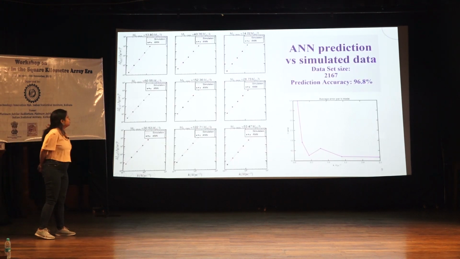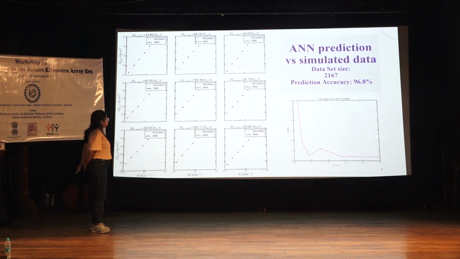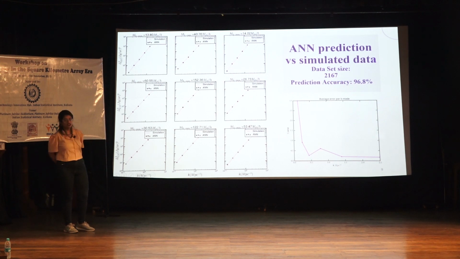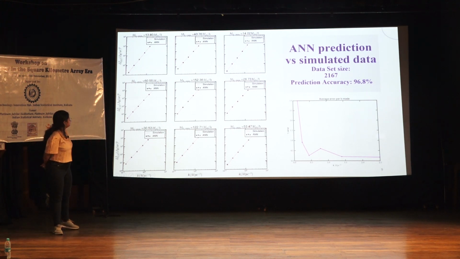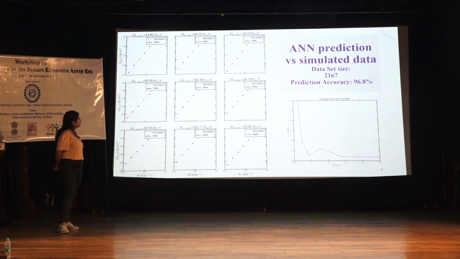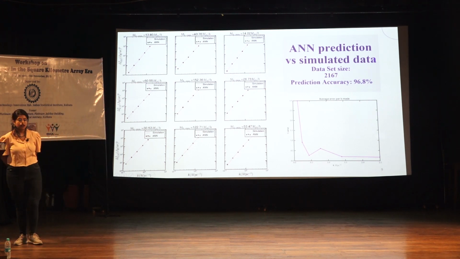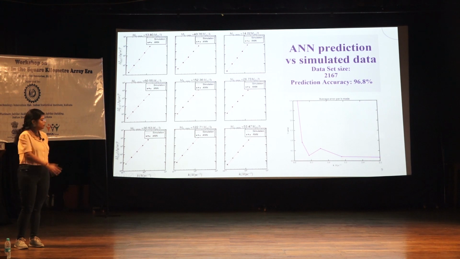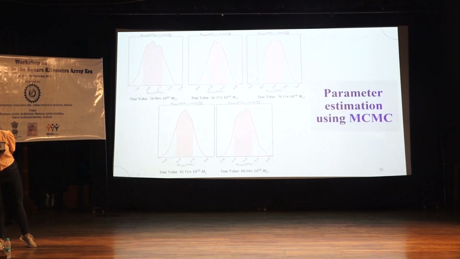As I mentioned, 80% of the data set was used to train the emulator, and this is what we came up with. We achieved a prediction accuracy of 96.8% from our model. And these plots show some of the comparisons of that model. The solid line on these plots shows the simulated C2 power spectrum, and the dots show the emulated C2 power spectrum for the corresponding parameter values. And this is basically how the emulator performed.